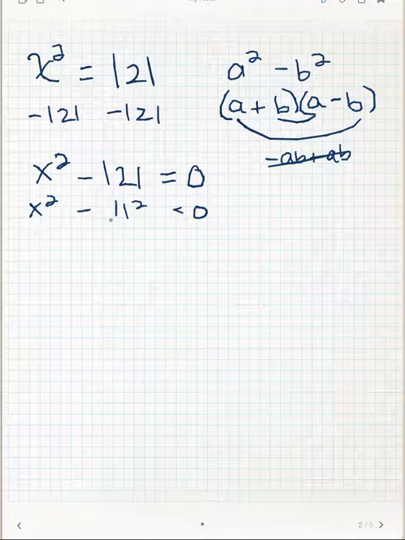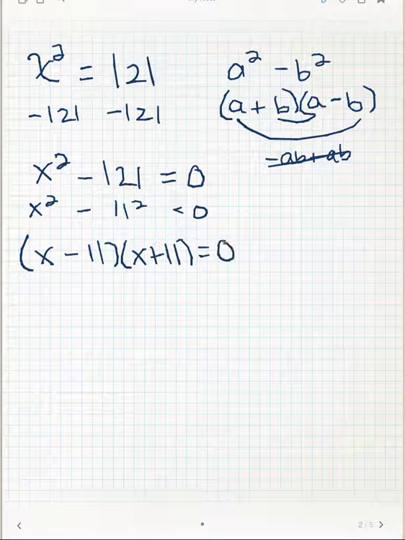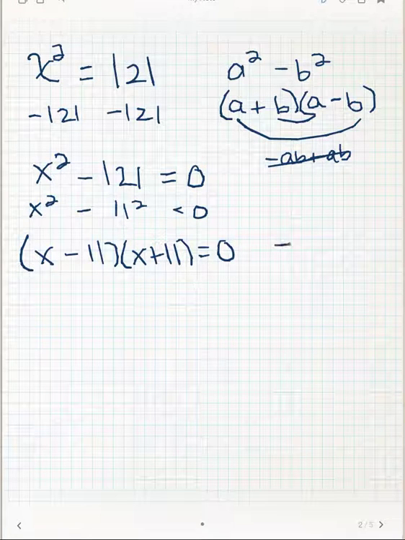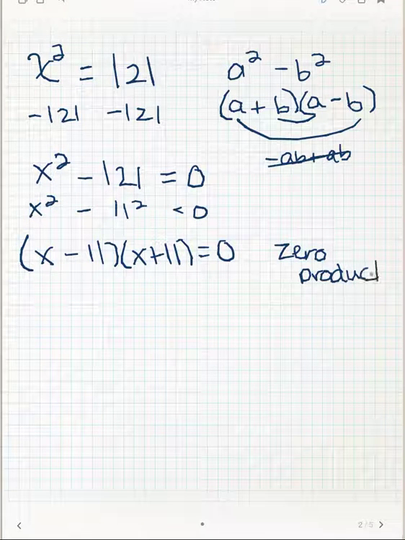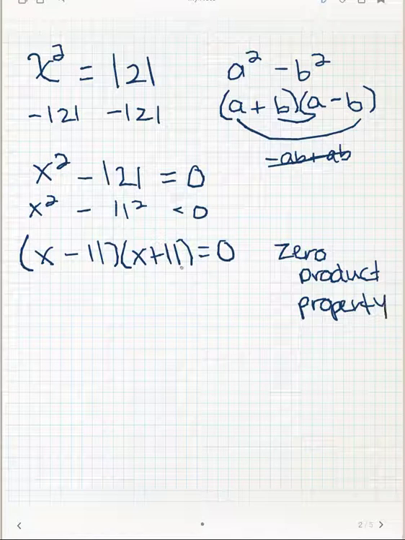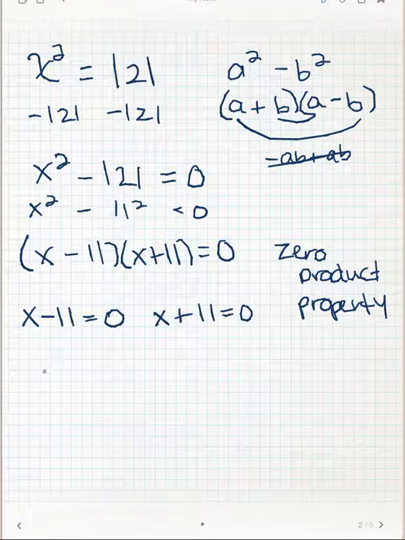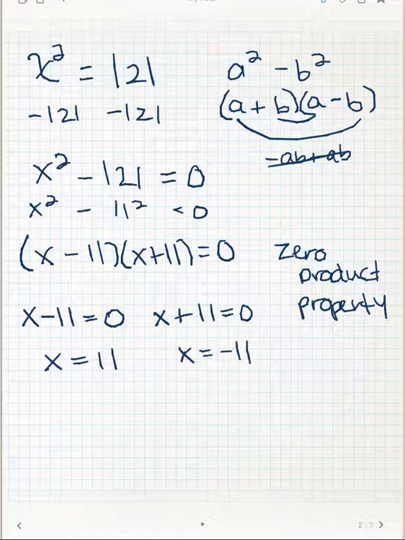So this is x squared minus 11 squared, so that's going to become x minus 11 times x plus 11, which equals 0. Then you're going to take those, you're going to set each one equal to 0. That uses zero product property. Zero product property says if these two things multiply to equal 0, then either the first one equals 0 or the second one equals 0. And so you're going to get x equals 11, x equals negative 11.